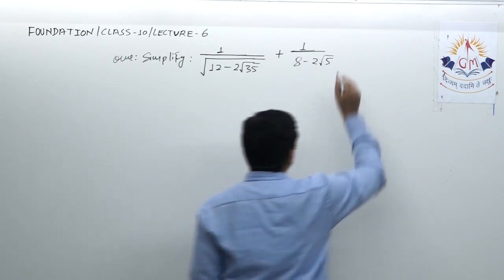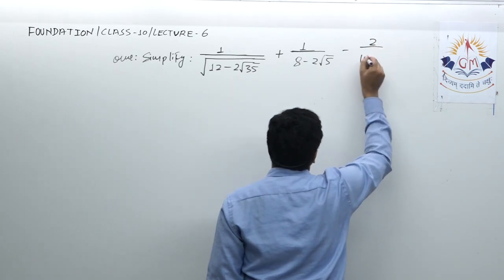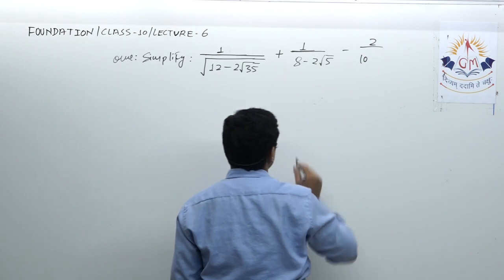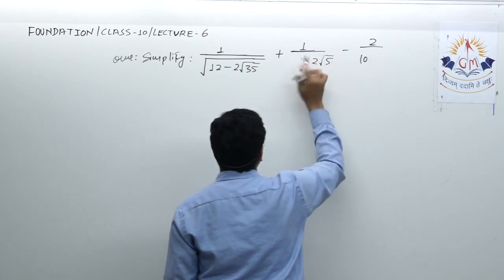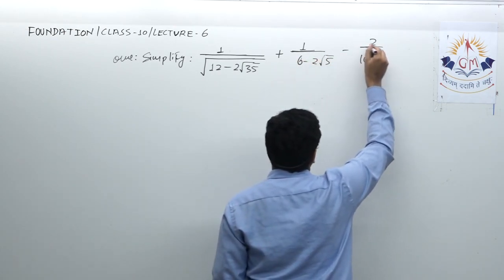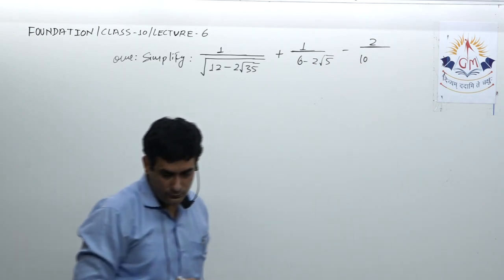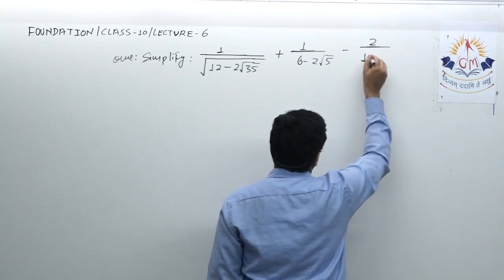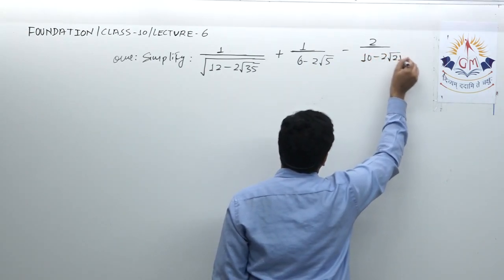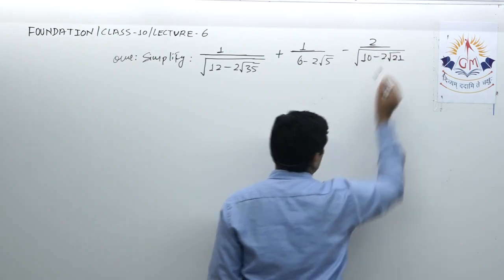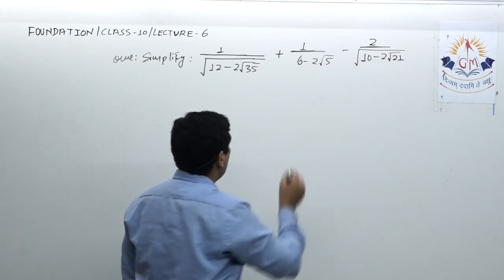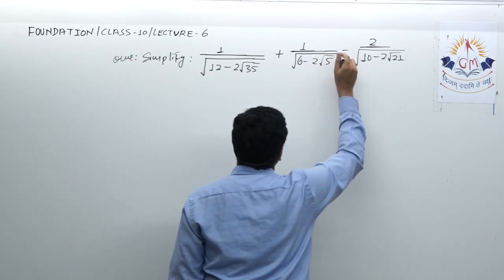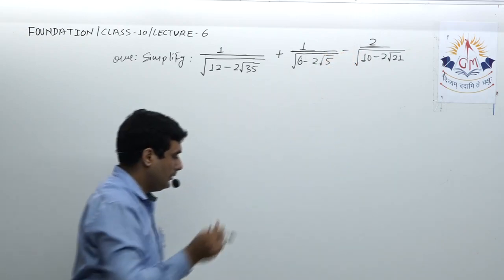Minus 2 upon, okay, make it 6. Over here it should be 6. 10 minus root 21. 10 minus 2 root 21. Okay, so now we have to simplify this. So let us see what will be the simplification form of this.